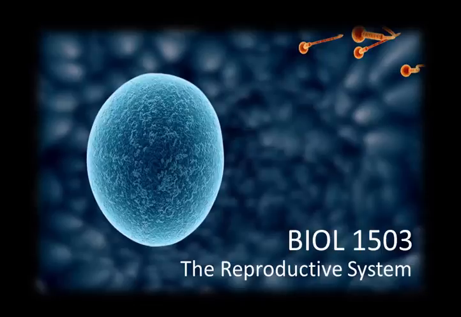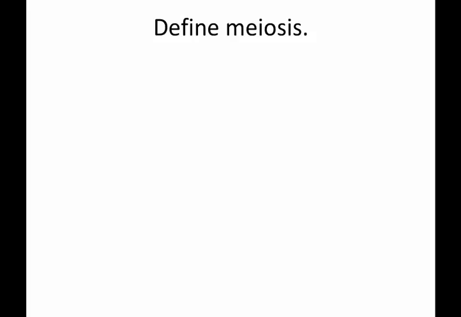Final unit is the reproductive system. Moving into the reproductive system, let's start by defining meiosis. We've already looked at the process of meiosis when we looked in Unit 3, Part 3, at the difference between meiosis and mitosis.